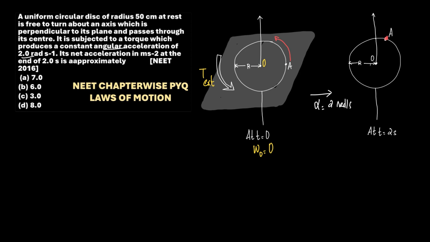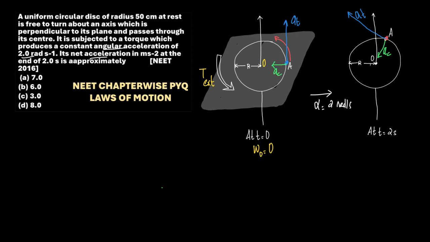Now we need to find out the net acceleration. The first thing we need to understand is what net acceleration is. Say at this point A, there are 2 components of acceleration. One is the tangential acceleration AT, and the other is the centripetal acceleration AC. This will remain the same when the object is in motion. The centripetal acceleration acts towards the center.